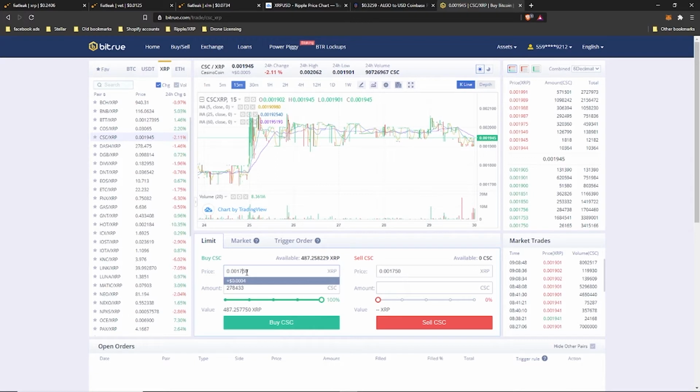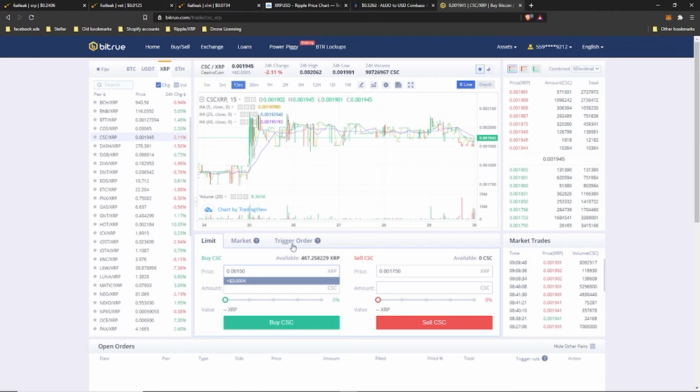I want to buy at 1550. So right here, I'm going to put 1550. And that's a limit buy. That's a market buy. Market is just you're going to buy right at the market price. So you would buy it at the 1945, which in CSC would be 0.0005. And then this is a stop loss order and stop loss sell order.